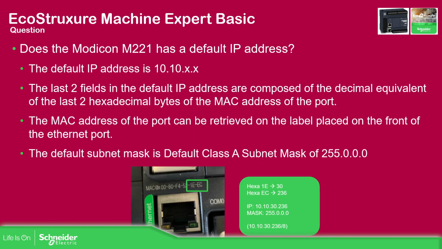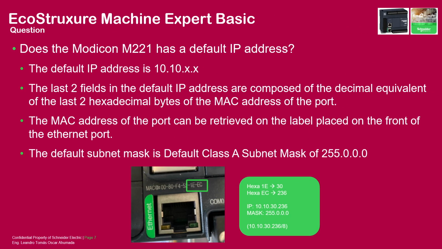And the other one is how we can identify which is the default IP address of the equipment. It's simple. It's based on the MAC address that you have. So you can select the 10.10, and the last four digits of the MAC address. Okay, this is an example. And this is the subnet mask. So you can ping or make any kind of configuration that you require for the controller.